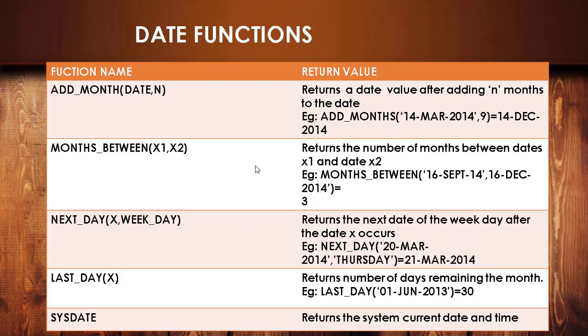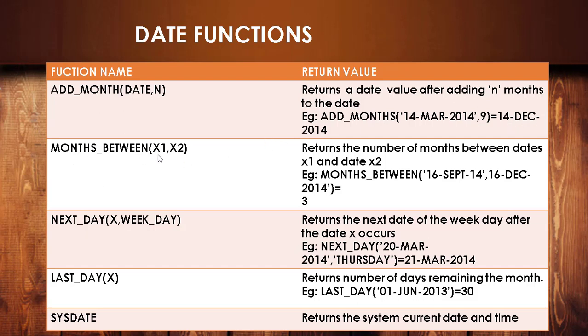The next type of single row functions are date functions. They manipulate the date and return a value. Different types of date functions are add months, date, comma n. Here it will return a date value after adding n months to the date. For example, add months 14th March 2014. So 9 months will be added from March and the output will be 14th December 2014.